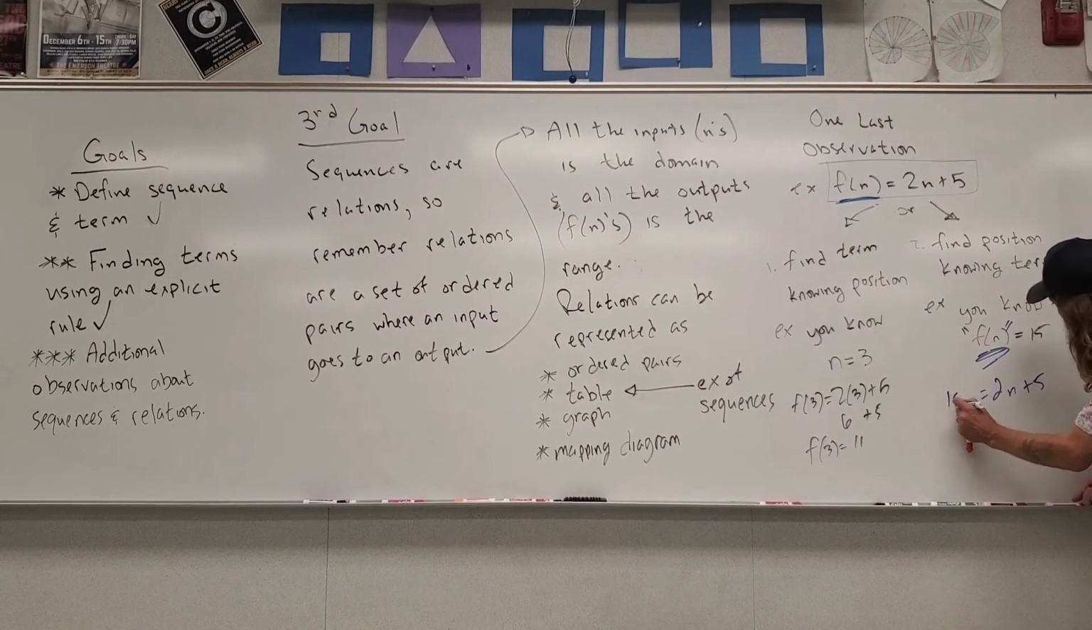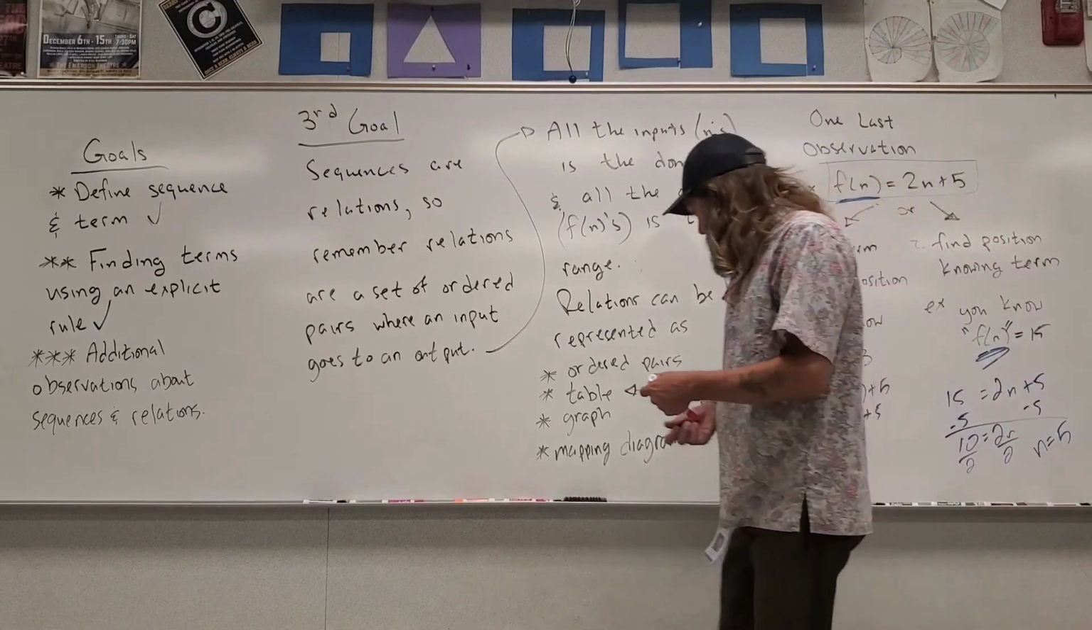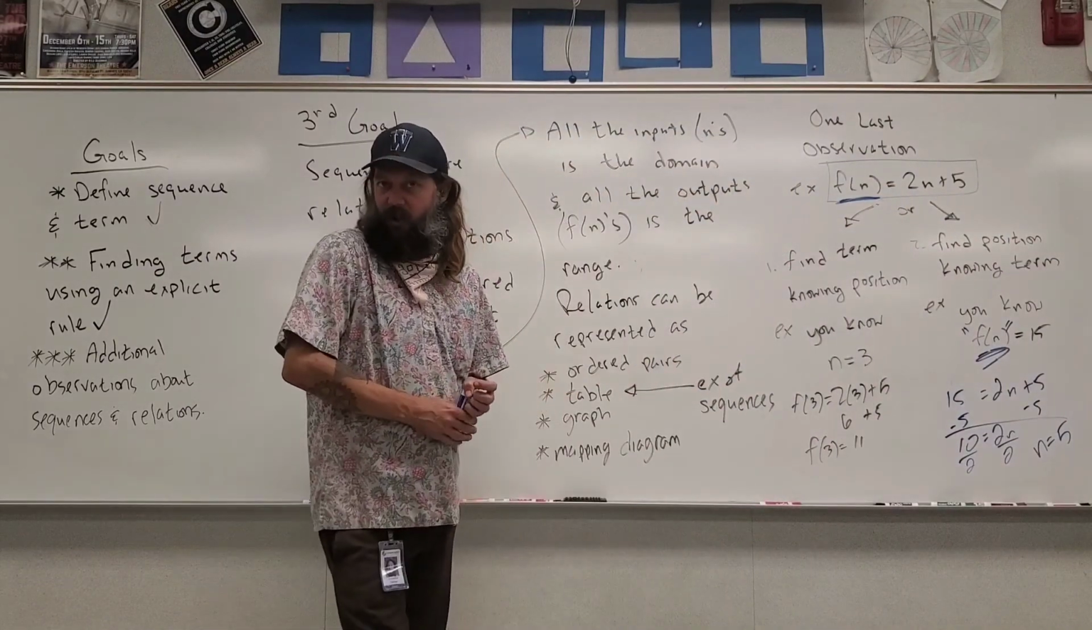with 15. And now I'm going to solve for n, so let's use our 6 steps. Minus 5, I get 10. 10 is equal to 2n, divide out the 2, that means that n is equal to 5. So 15 is my 5th term. So I wanted to talk about that real quick. That's going to be the last type of problems that we see.